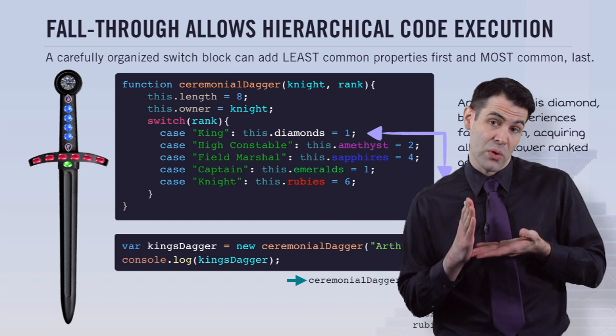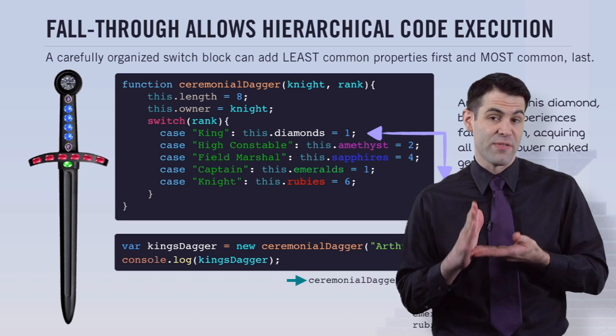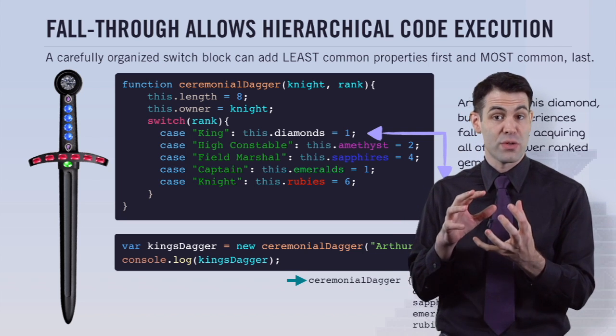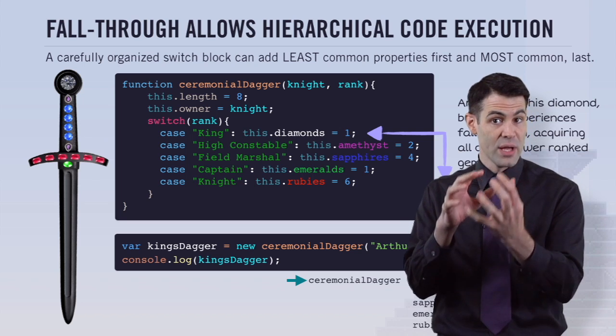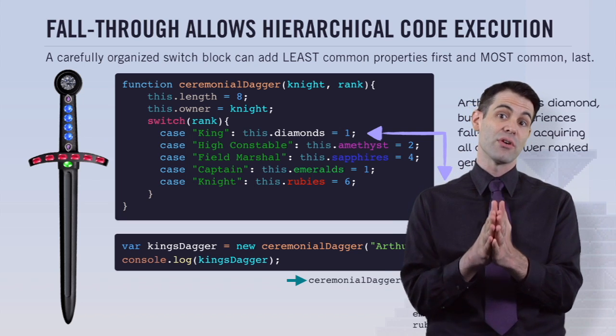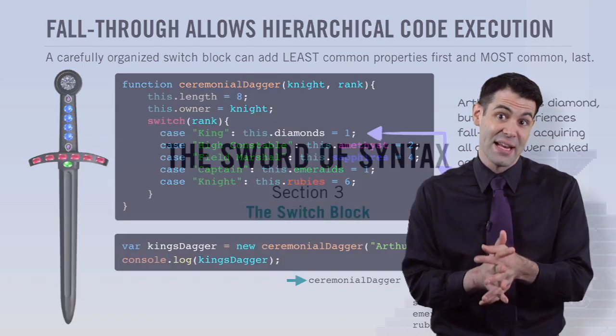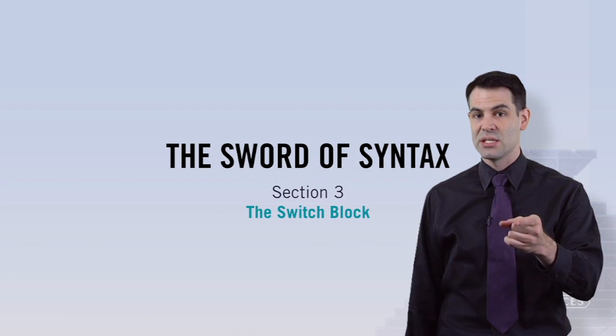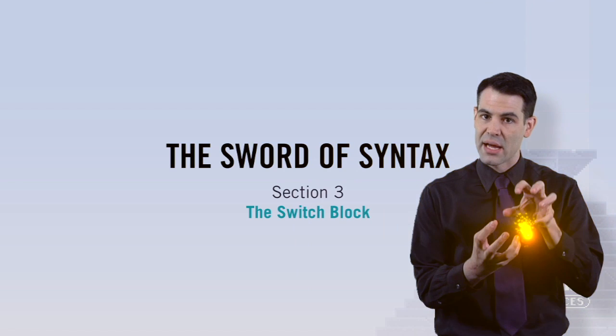Used in careful, controlled hierarchy, fall through can be very valuable, but you have to keep a close watch on it to make sure that the hierarchy stays stable during the maintenance period of your code. And that is the end of the entire Sword of Syntax level. We hope you enjoy these challenges, and we'll see you back in the next level.